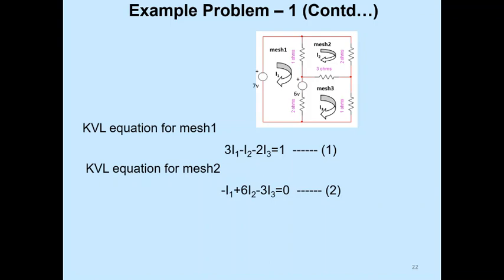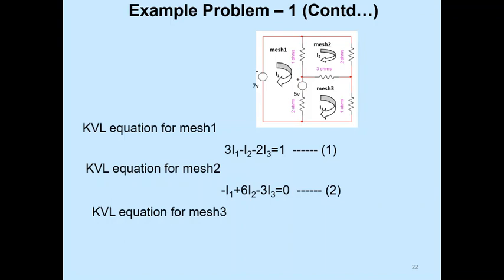And the third mesh equation. In the third mesh equation, the current flowing through 3 ohms is I3 minus I1, I2. And the current flowing through 2 ohms is I3 minus I1. The current flowing through 3 ohms is I3 minus I2. And the current flowing through 1 ohm is I3.